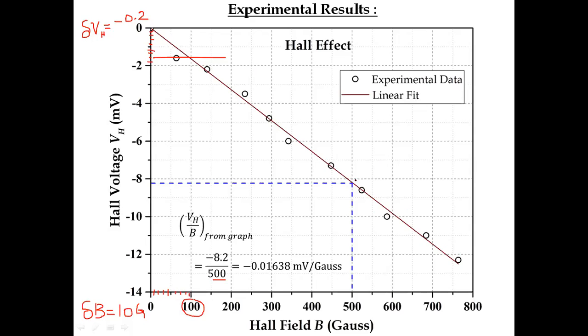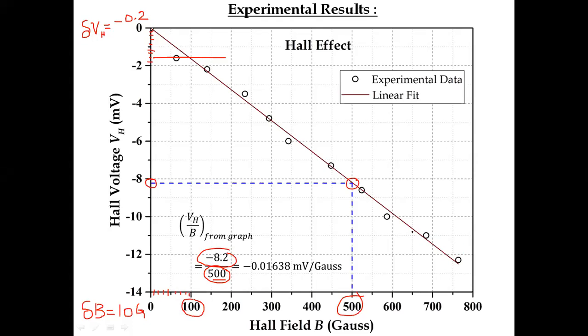And what about B and VH in the equation? This is the value of B. You can see the value of B is from your graph, the point that you have chosen. In this case, we have chosen this point. So B is 500 and VH is around, greater than minus 8, maybe minus 8.2. You can see it is written over here. So VH is minus 8.2 and B is 500 for the point that you have chosen.